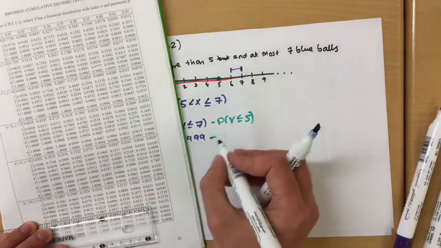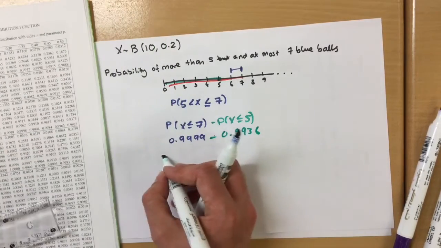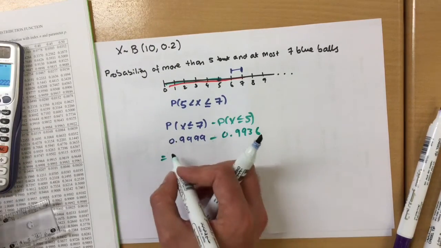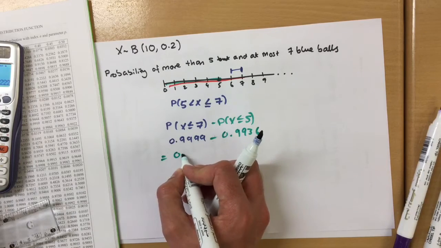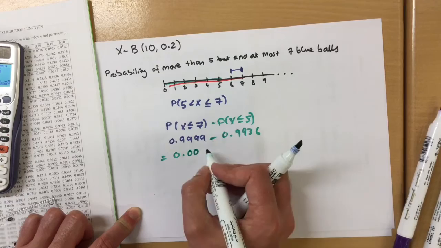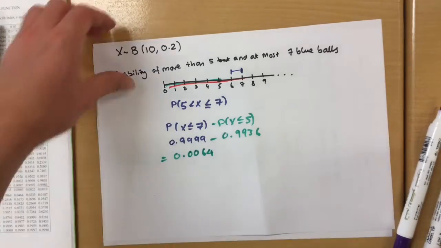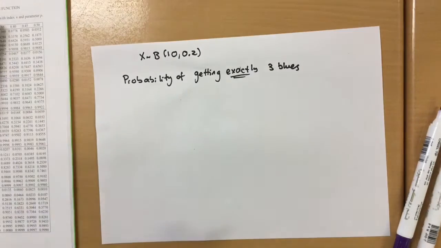And take away 5. From 7 down to 5 is 0.9936, which can leave you with 0.0064. Alright, pause it, have a go at this.